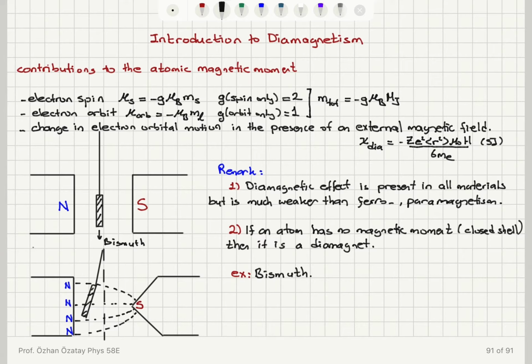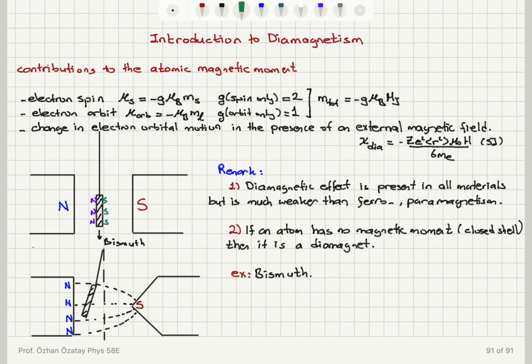So on the left side you should see south poles, on the right side you should see north poles forming, but because it's a diamagnet, we see the opposite response. So we basically see that we have induced north poles on the left side, and then we have induced south poles on the right side.